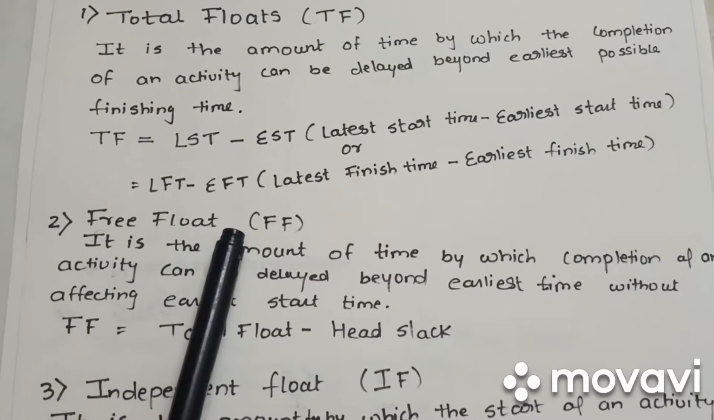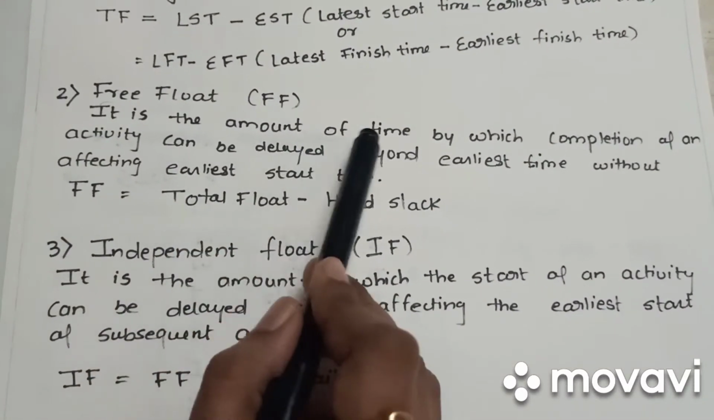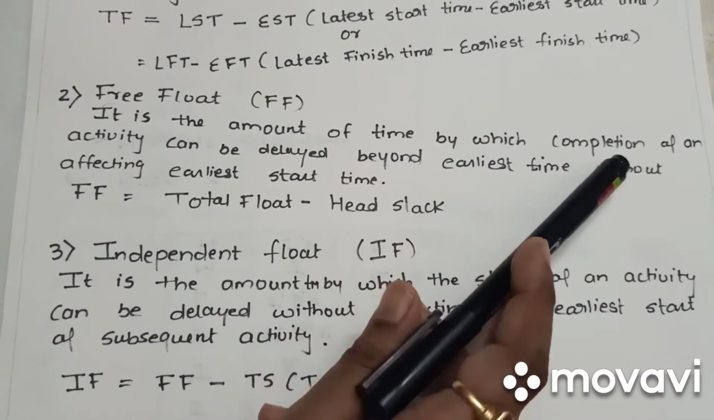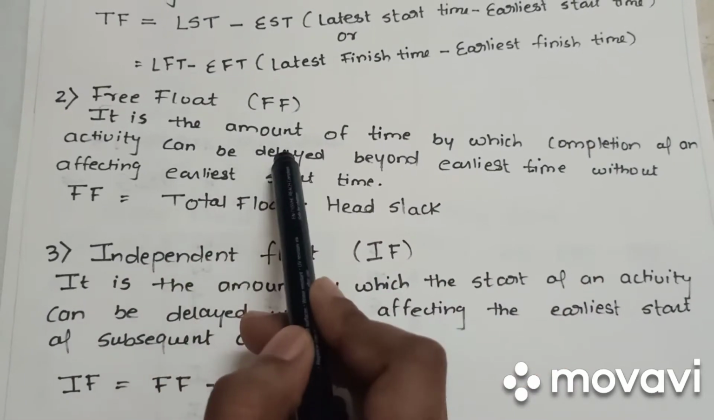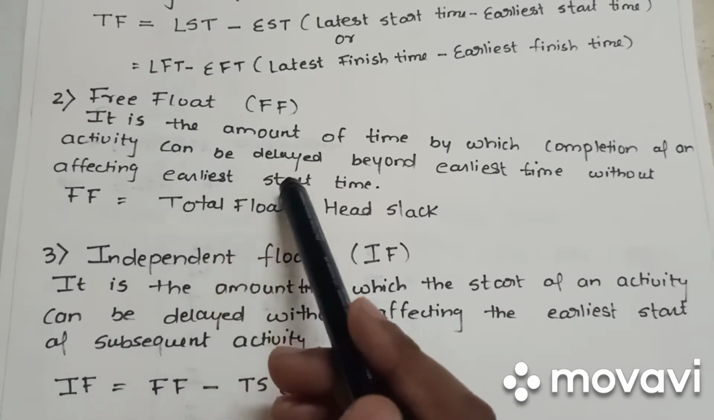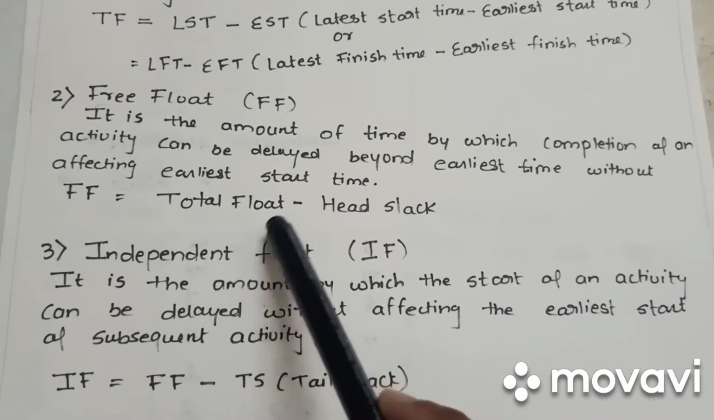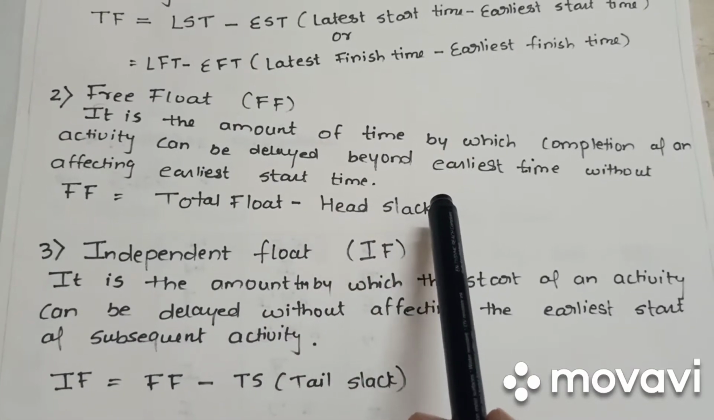Second, free float. What is free float? It is the amount of time by which the completion of an activity can be delayed beyond its earliest time without affecting the earliest start time of subsequent activities. Free float formula: total float minus head slack.